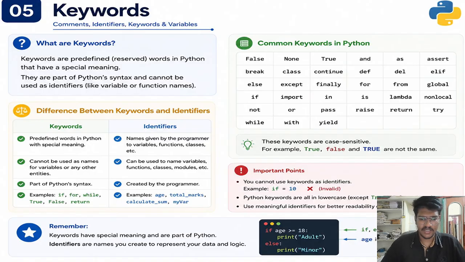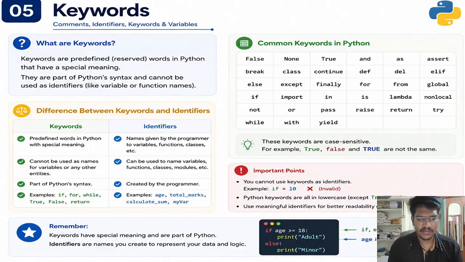Keywords are predefined reserved words in Python that have a special meaning. They are parts of Python syntax and cannot be used as identifiers like variables or function names. Imagine them as reserved words of the Python language. Now, what is the difference between keywords and identifiers?